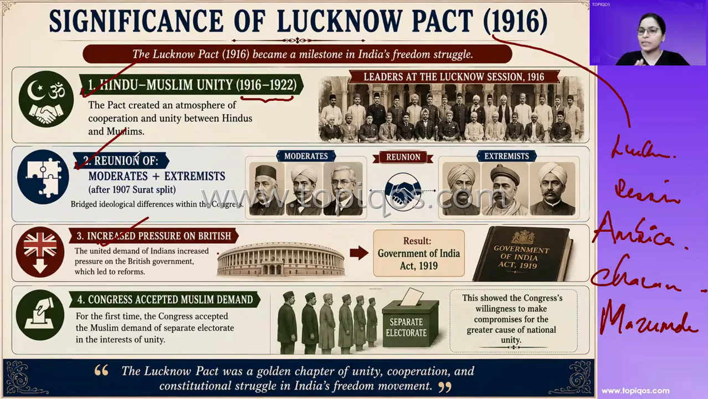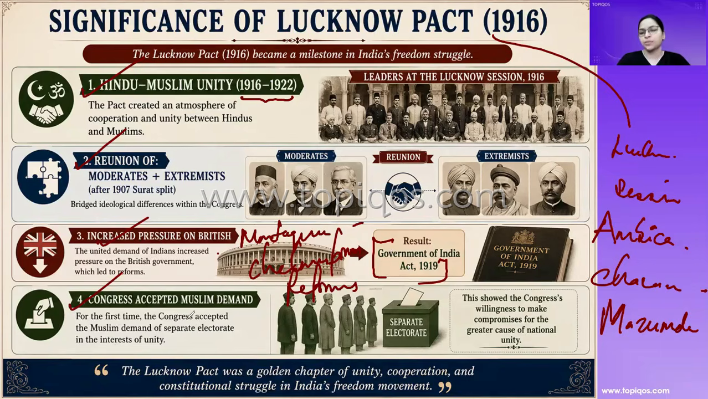The outcome of all these things was that finally the British government decided that we are going to introduce reforms in India, and those reforms came to be known as Montagu-Chelmsford reforms. On the basis of these reforms, the Government of India Act 1919 was passed, which we are going to study separately. And finally, as I told you, for the very first time, even Congress had to compromise on something.